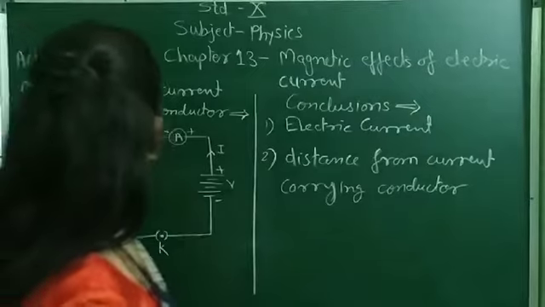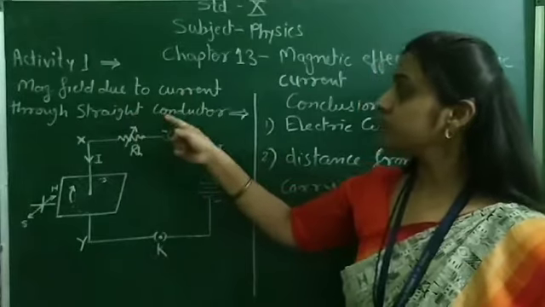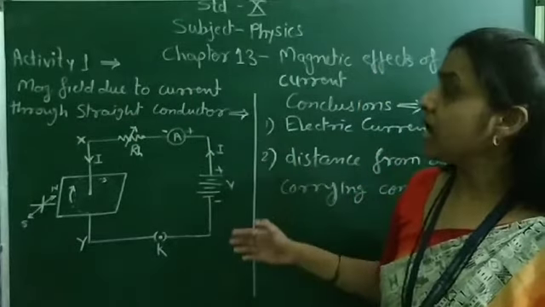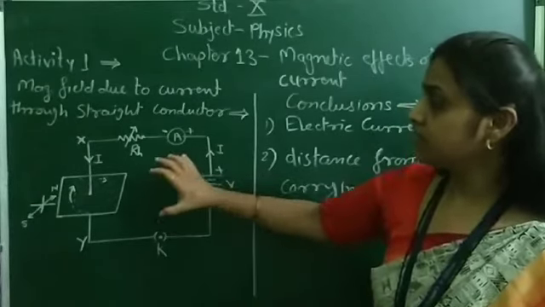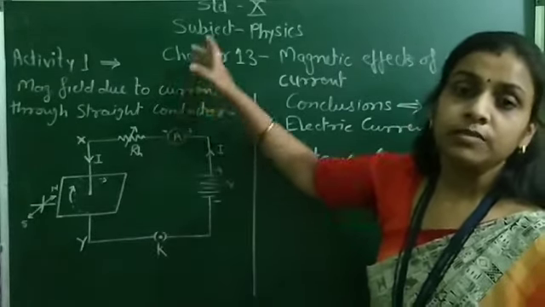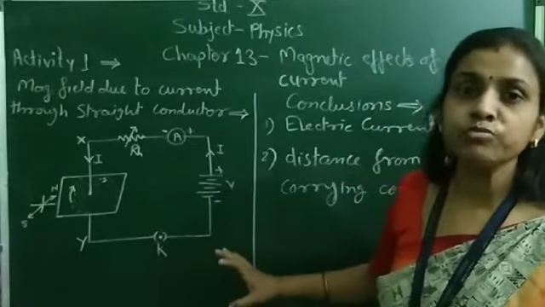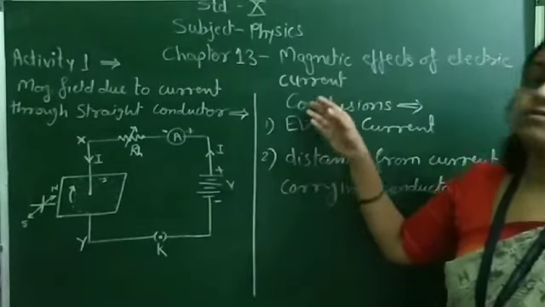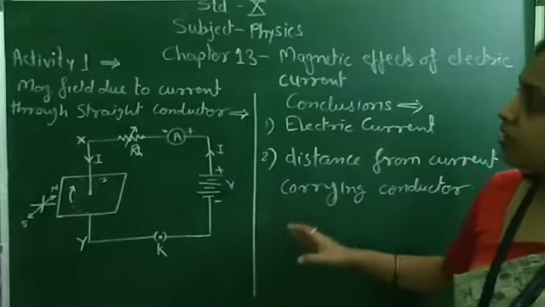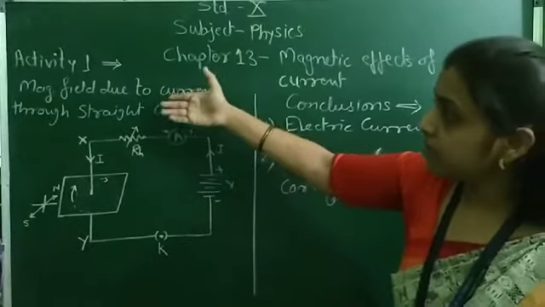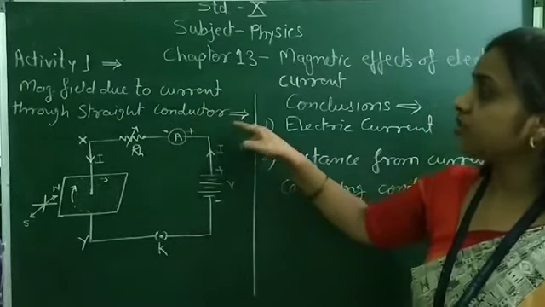So this is an important activity, magnetic field due to current through a straight conductor, which may be asked in the exam. Whatever you have to write in the exam, the diagram is important, then the procedure, how the activity is going on, that should be explained, and the conclusions from the activity should be written down. So I hope you understand the first activity, magnetic field due to current through a straight conductor.